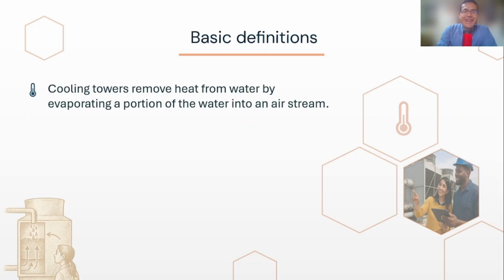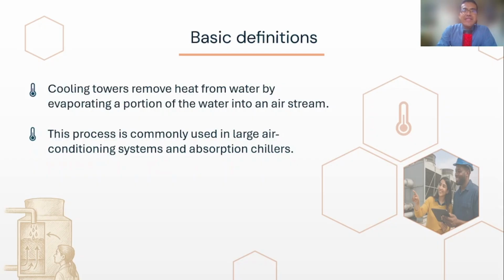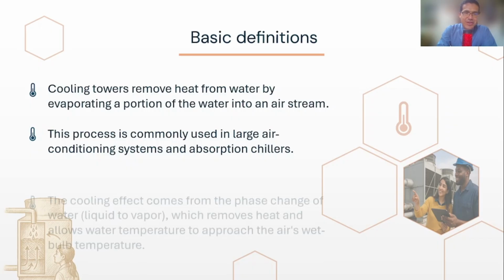Cooling towers are heat rejection devices that remove heat from water by allowing a small portion of the water to evaporate into an air stream. This principle is the cornerstone of many industrial and large commercial HVAC systems. You'll most often find cooling towers connected to water-cooled chillers or absorption systems. These systems rely on a continuous cycle of heat exchange, and cooling towers provide an efficient, passive way to release excess heat to the atmosphere.